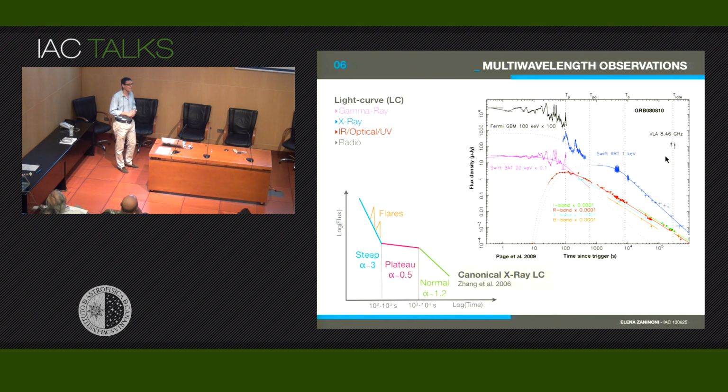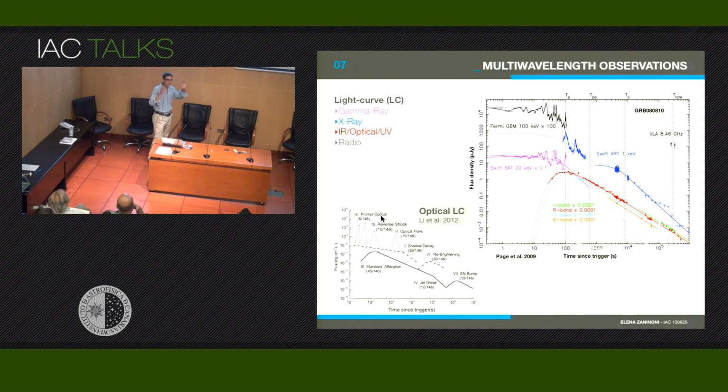In particular, I focus my project on X-ray light curves, where I want to show you that 30% of X-ray light curves have a canonical shape. That is, they start with a steep decay, then we have a plateau phase, and then a normal decay. And sometimes, in more or less 30% of the cases, we observe also flares superimposed on the continuous part of the light curve. Then, instead, for the optical light curves, we have a more complicated feature. In fact, we can observe bumps, some initial rise, and then some initial plateaus, and we can also observe supernova bumps or late rebrightening.